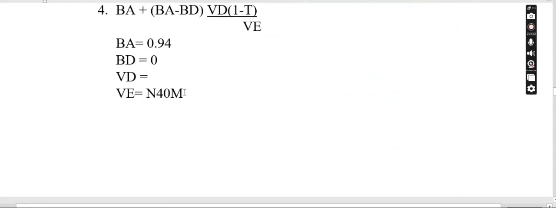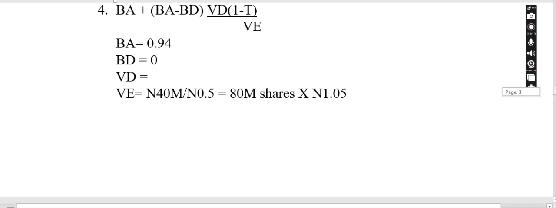Now, let me divide it by 0.5. Equals this. What is the number of shares? 80 million shares. Times, what is the current market price? 1.05.